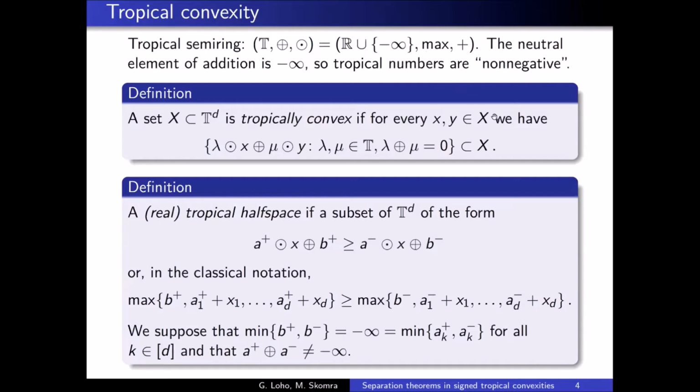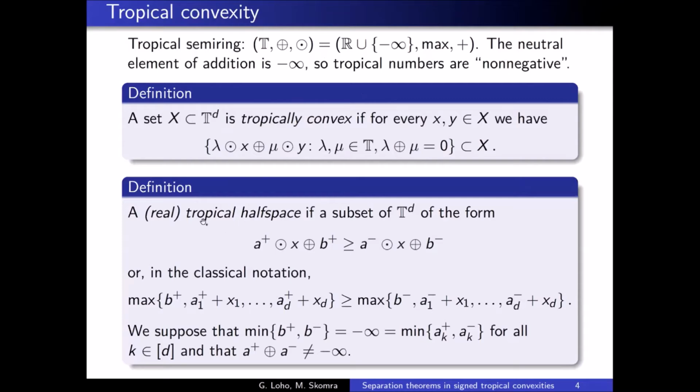The third thing to note is that in this tropical semi-ring, we have a good notion of tropical convexity that basically mimics the notion of convexity over the real numbers. We say that a set is tropically convex if it is closed by taking convex combinations of points. And here we don't need to have any positivity condition on the weights because all weights are positive in this sense.